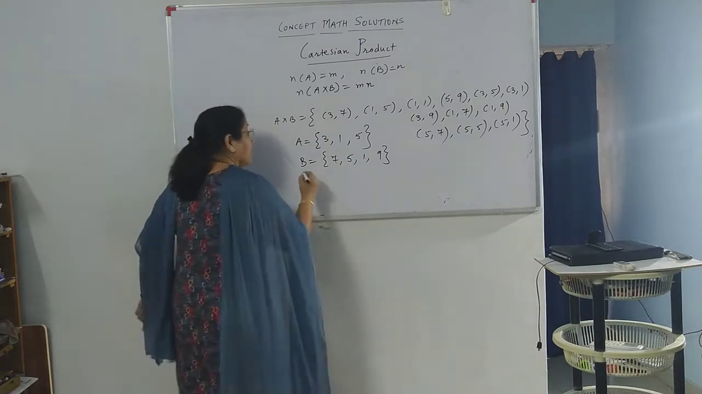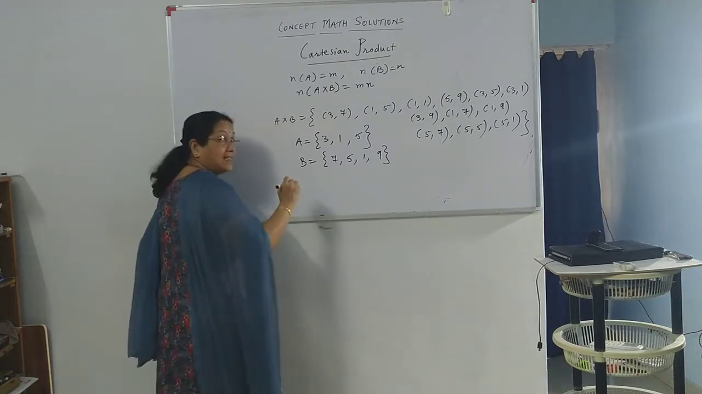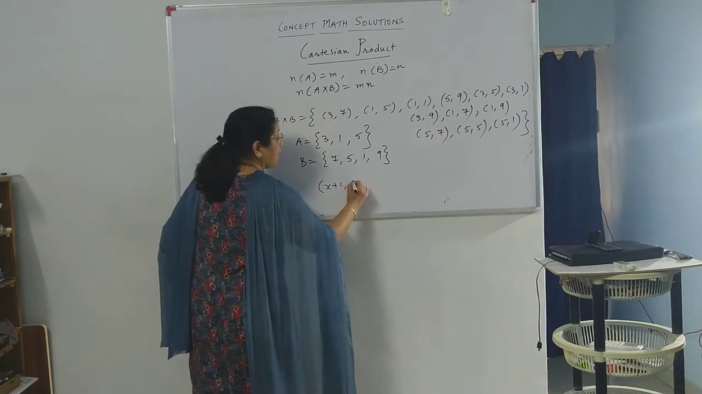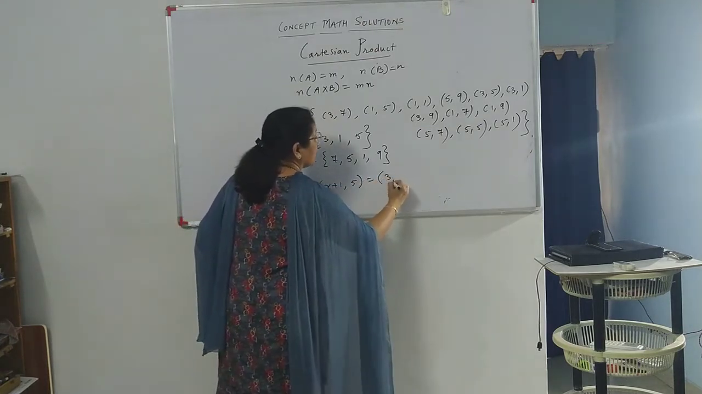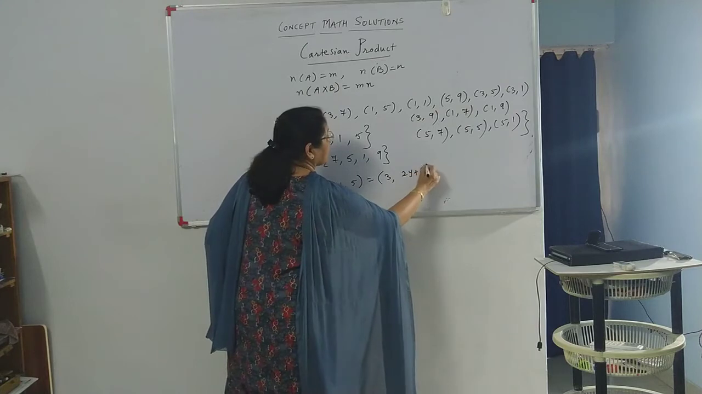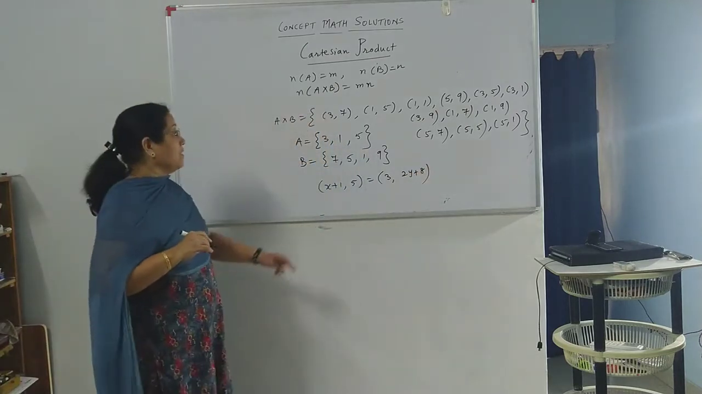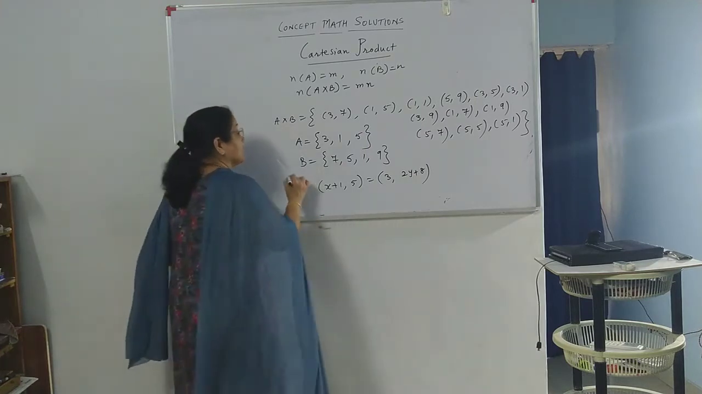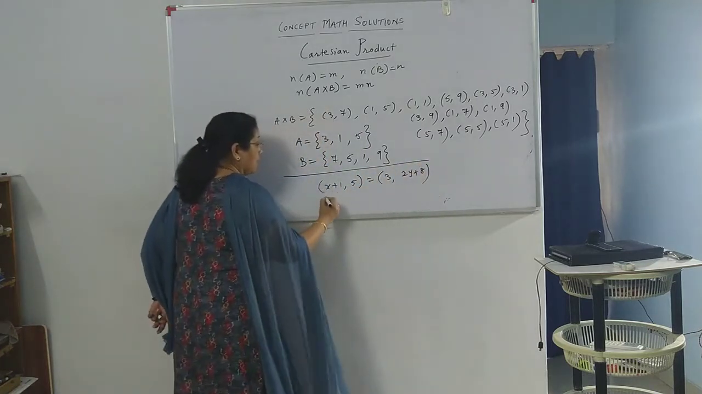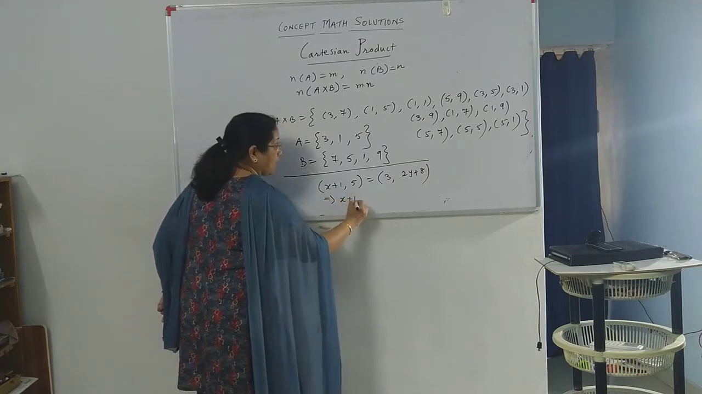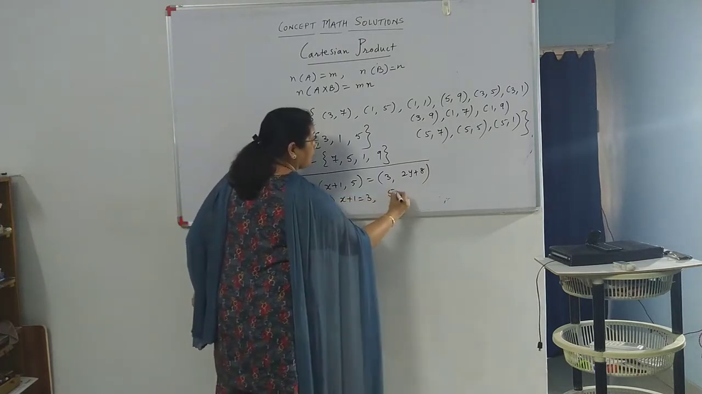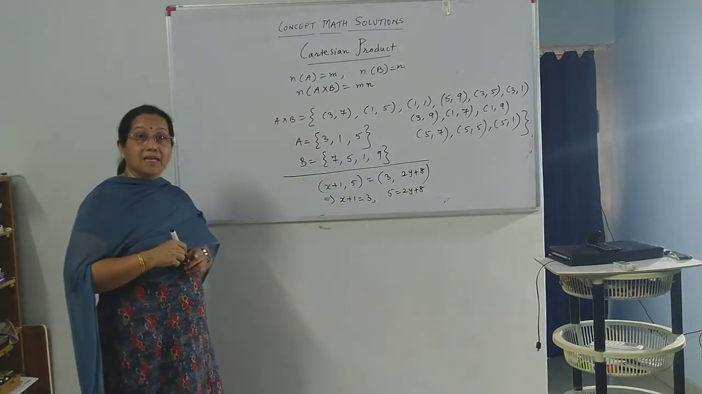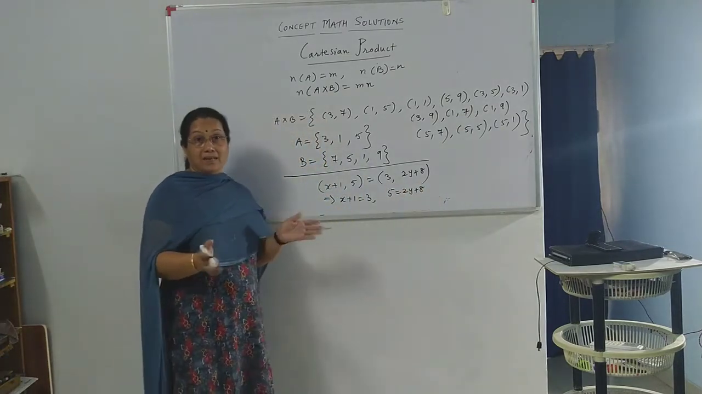If in the ordered pair, the next thing which I am discussing is, suppose you are given x plus 1 and 5 is equal to 3 and 2y plus 8, right? If the ordered pairs are equal, that will mean the corresponding elements are equal. So this will mean x plus 1 is 3 and 5 is equal to 2y plus 8. That is, if the ordered pairs are equal, then the corresponding elements are equal.